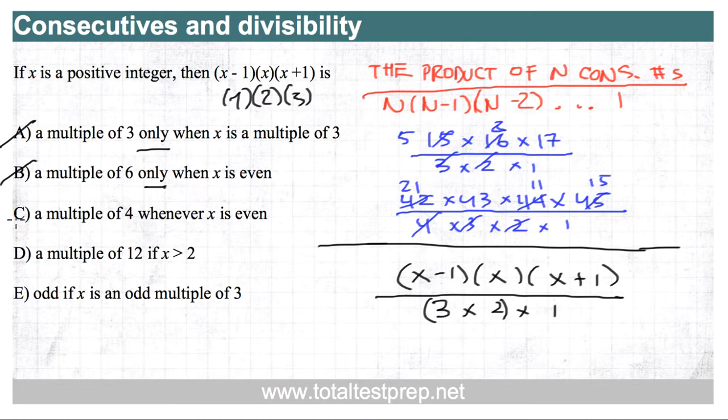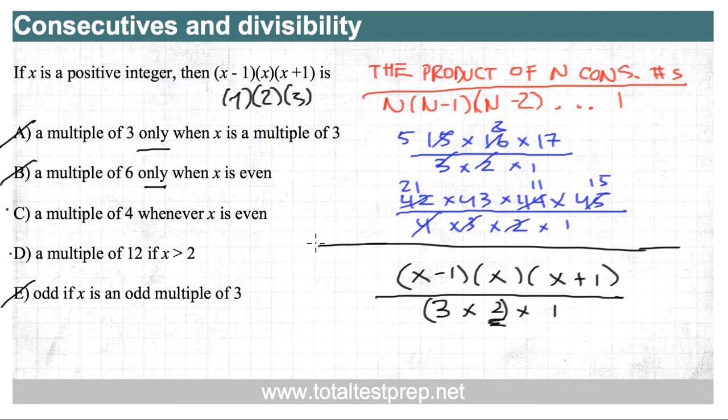Now, we don't know about C and D because we don't have anything about multiples of 4 or multiples of 12. But if we look at E, we're told that this product is odd if x is odd. And that's not true. If something is divisible by 2, that means it's even. So these three numbers multiplied together will always be even since they're divisible by 2. We now have two more options.